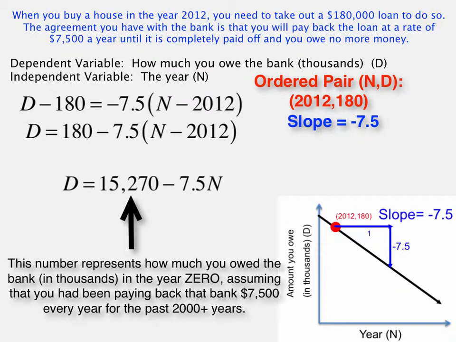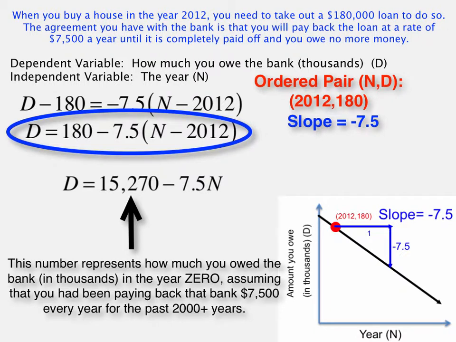It's as if you've been paying the bank back $7,500 a year since the birth of Christ. And now it's just $180,000. So back then it would have been absolutely huge how much you owe them. So in this case, let's just go ahead and use this form of the equation. I think it's going to be much more relevant and informative.